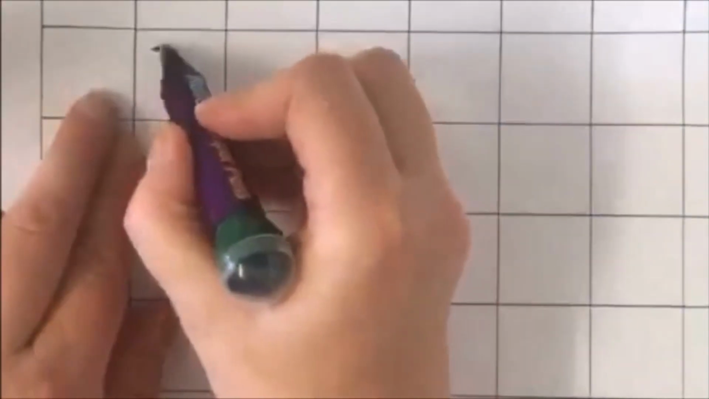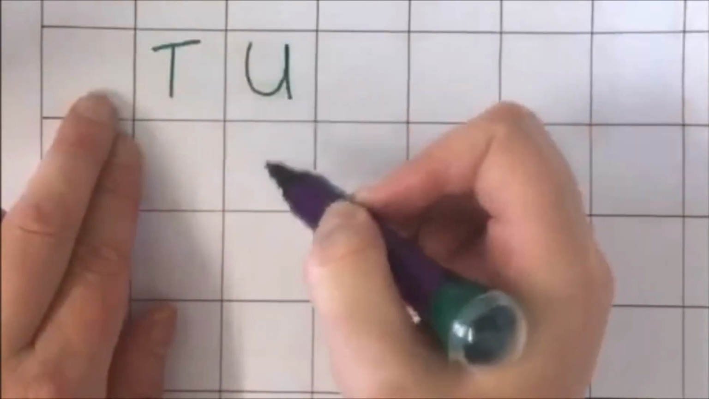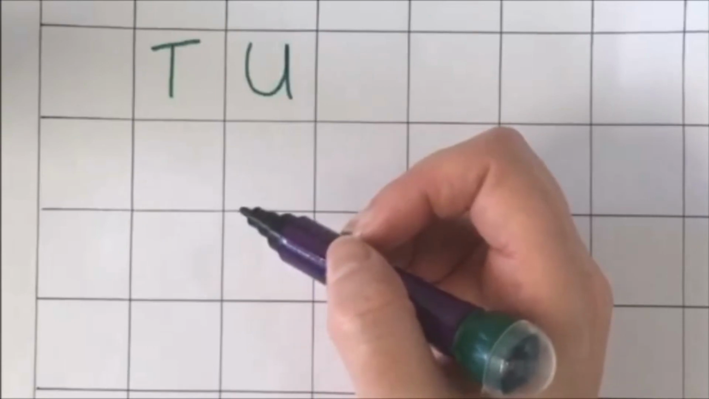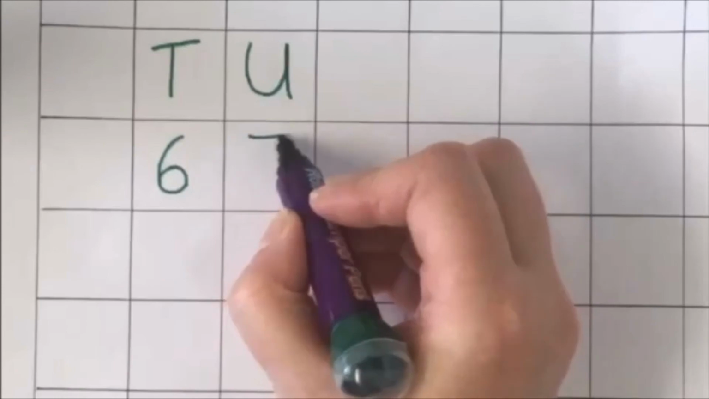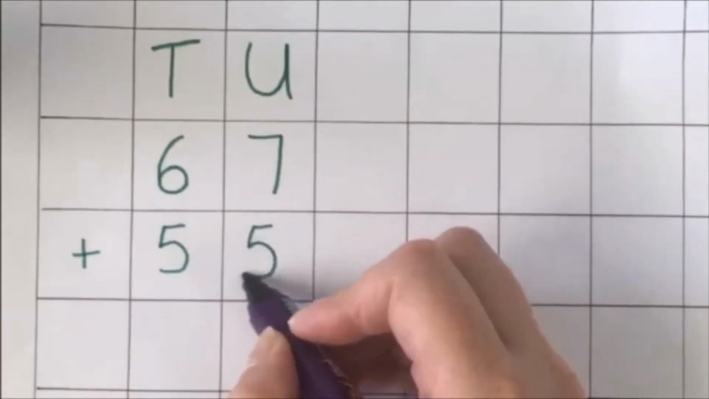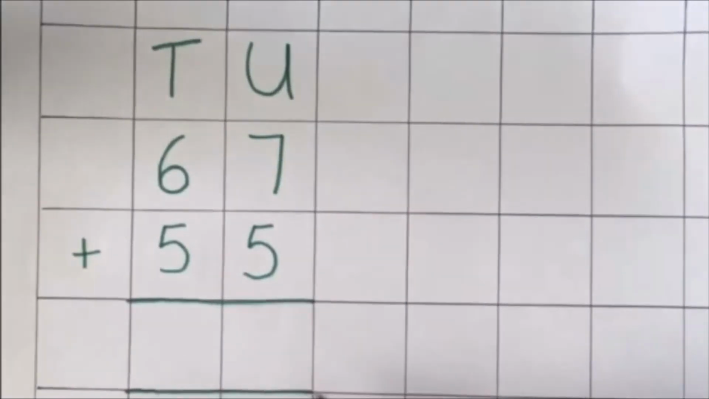This video will show you how to use the column addition method where the tens and units columns both total 10 or more. So the first thing that I'm going to do is put my tens and units columns in, because it's really important that I write the calculation correctly beneath there. So the first calculation that I'm going to do is 67 add 55. I put some lines for a space for my answer.